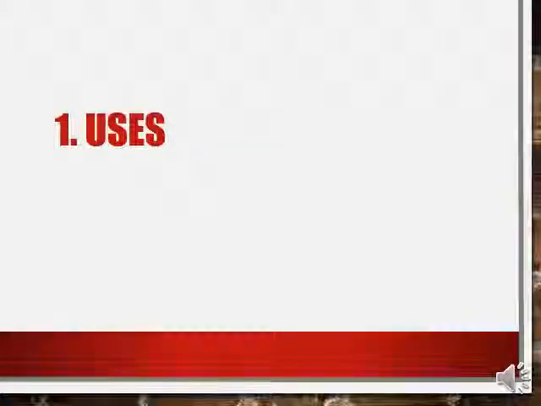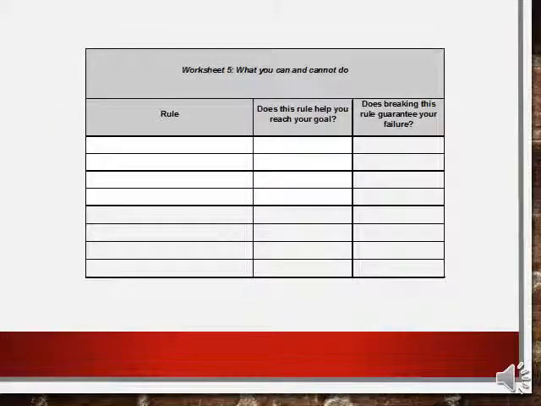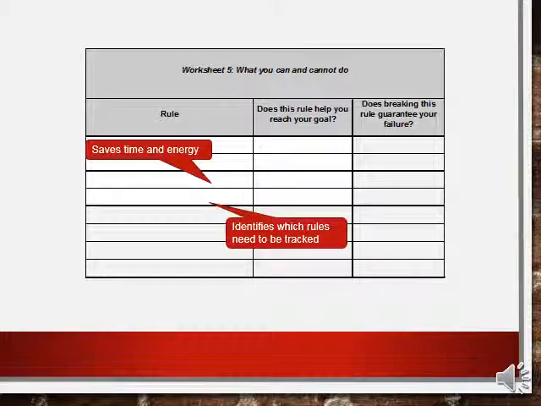For Worksheet 5, there are 2 uses. There are 2 purposes to Worksheet 5. First, it saves time and energy, and second, it identifies which rules need to be tracked.